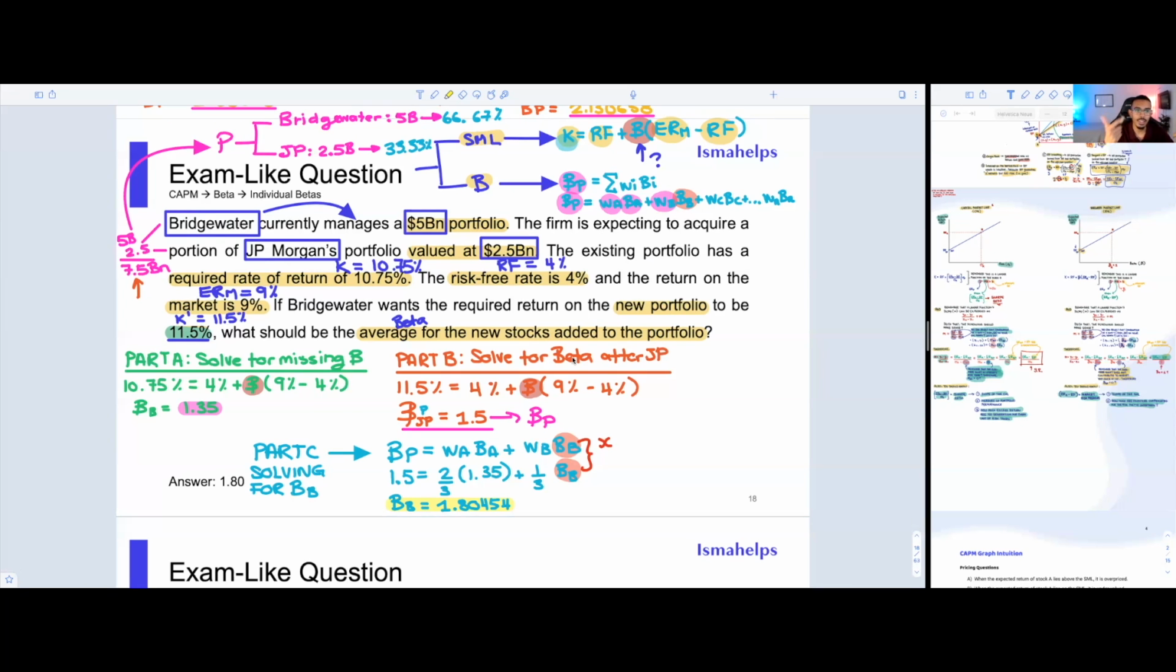All right, and that led us to the first part, which was solving for that missing beta. Now we know that Bridgewater's beta prior to the acquisition of JPMorgan's portfolio was equal to 1.35. Awesome. But then the question also probes you with the notion of, well, hey, your required rate of return will change once you purchase JPMorgan.